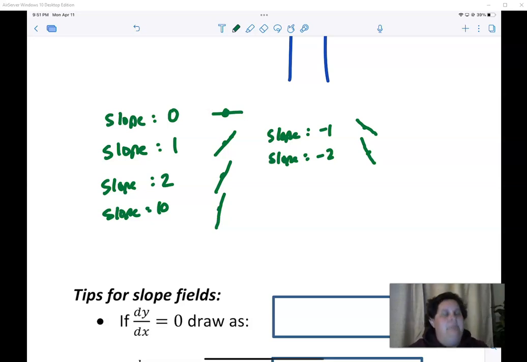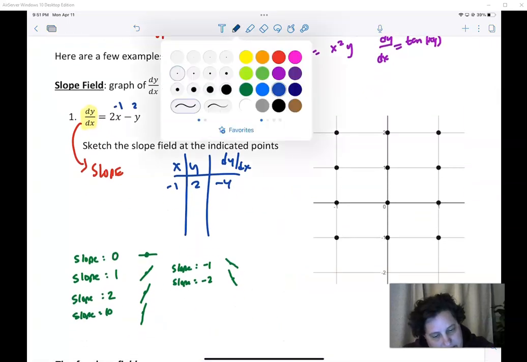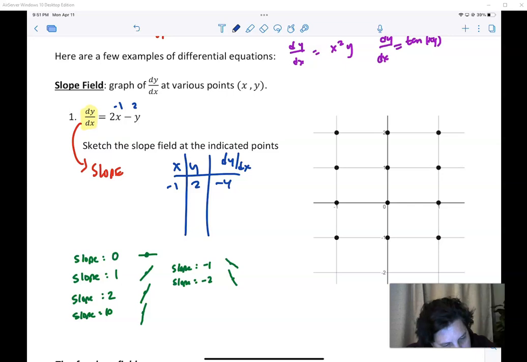It's very just, I mean, you'll kind of see how it works, but it's just drawing little lines and guessing at the slope, I guess. Okay, so check this out. I'm going to go through and do these. (-1, 2) gives me a -4. That is a fairly steep negative slope, okay?